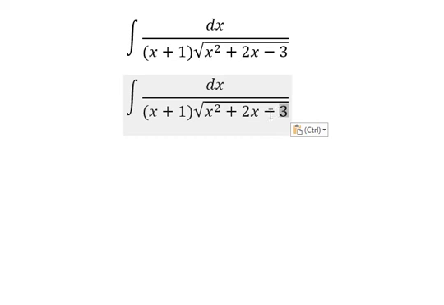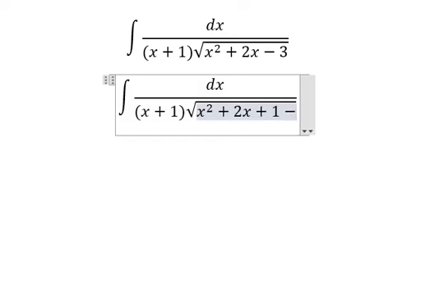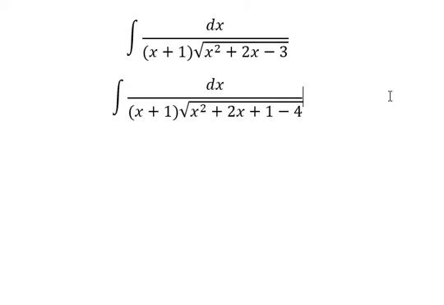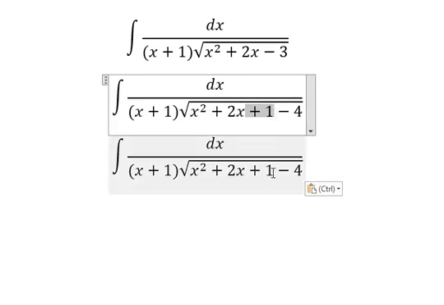Negative number 3 I can put into positive number 1 minus number 4. This one I want to create about identities. That's why we need to have positive number 1.